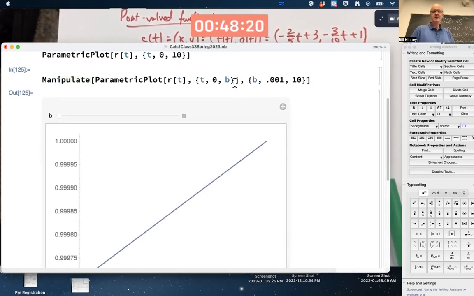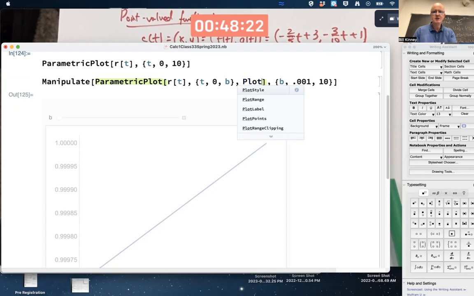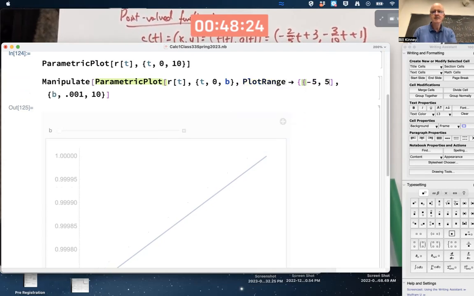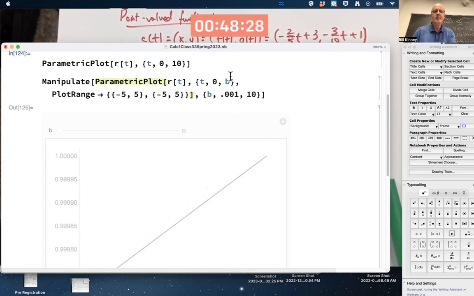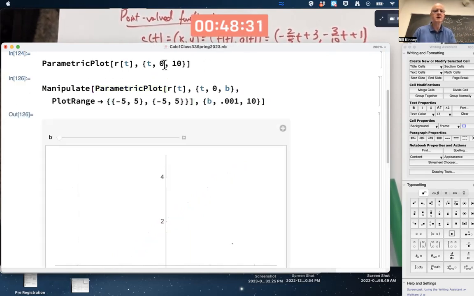And it'll also be nice to fix a plot range. Plot range, say -5 to 5 in both directions. This is the syntax. I'm not going to explain it. I will make this Mathematica notebook available if you're interested in playing with it after class, it's not going to be required.